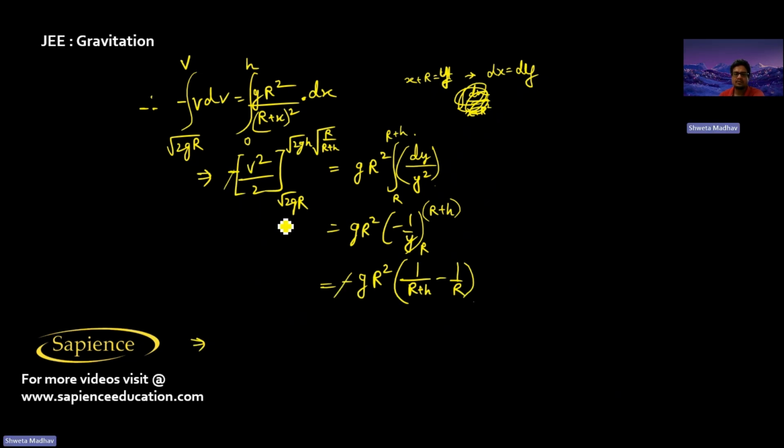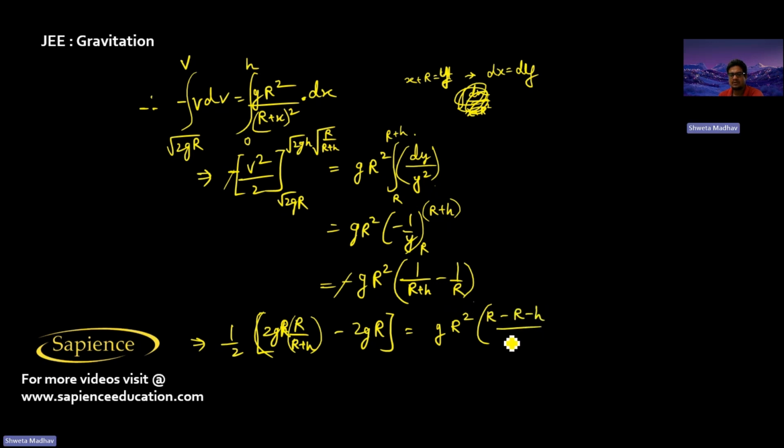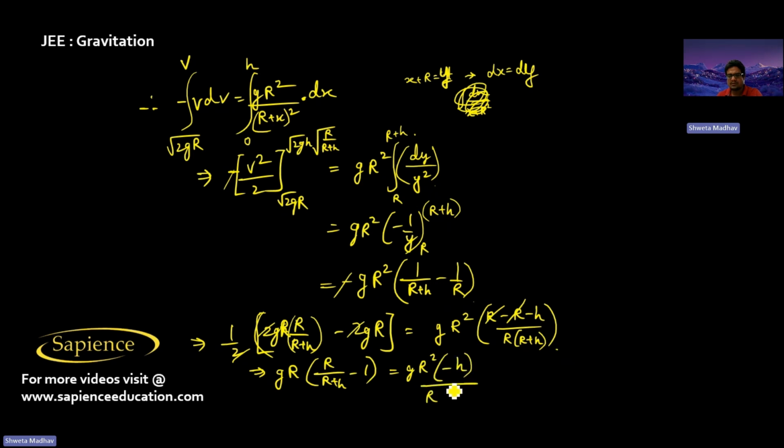So this I can say this will be 1 by 2 into v square. So it is 2gh into r by r plus h. Then minus 2gr, that is equal to gr square into, it should be r minus h by r into r plus h. Minus h, this will be equal to, so 2 will get cancelled. So this is gr into (r by r plus h minus 1), which is equal to gr square into minus h by r into r plus h.